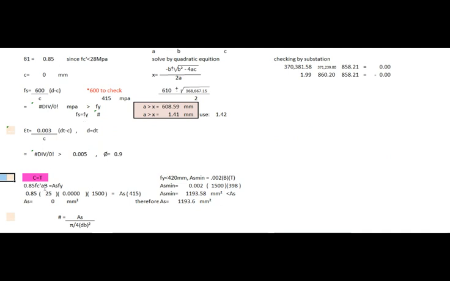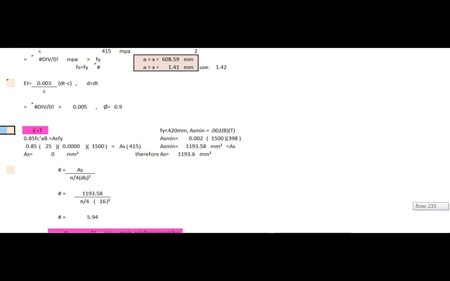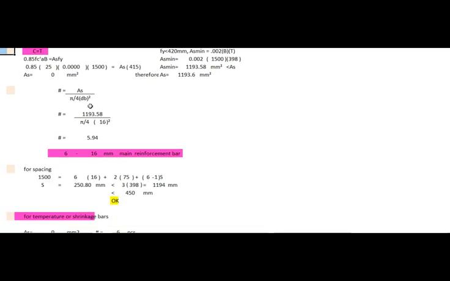As per diagram, compression C is equal to tension T, so C is equal to 0.85 times f'c times a times b, equal to area of steel times fy, so As is equal to 0 mm. As minimum from code is equal to 1193.58, therefore use As of 1193.58. To calculate the number of bars, it is As over (pi over 4 times d squared), which is 5.94, round up to a whole number, becomes 6 numbers of 16 mm diameter main reinforcement bars.